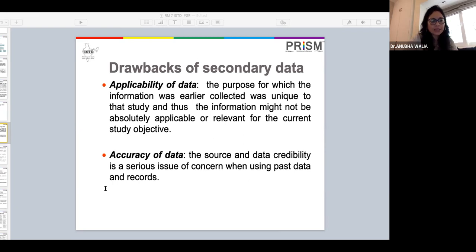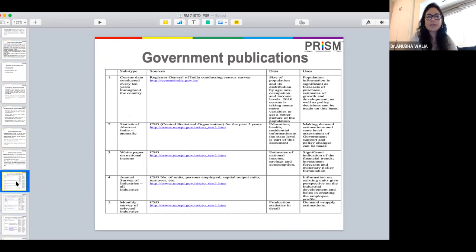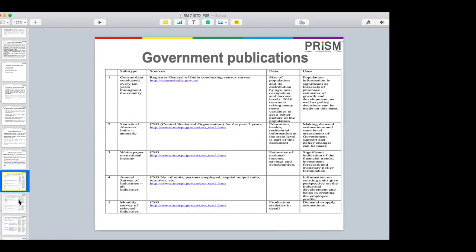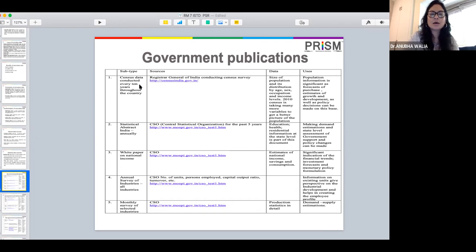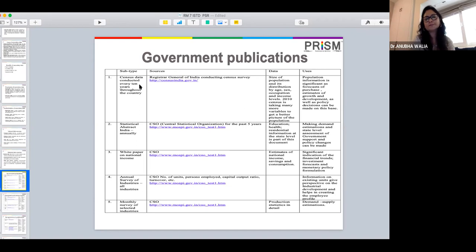Let me share my screen in this one. Can you see the government publications? Yes, ma'am. Right now, imagine the census data we have to take. The census is done every 10 years. It's a decade of data. Now let's say I want to know something about 2018, but I have the census which has been done in 2011, a lag of 7 years.